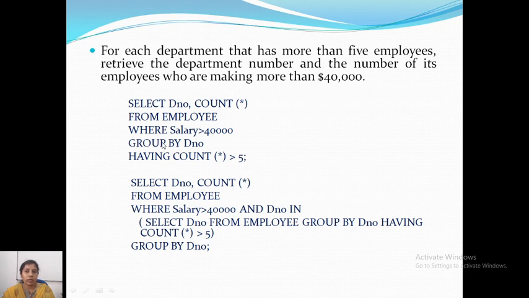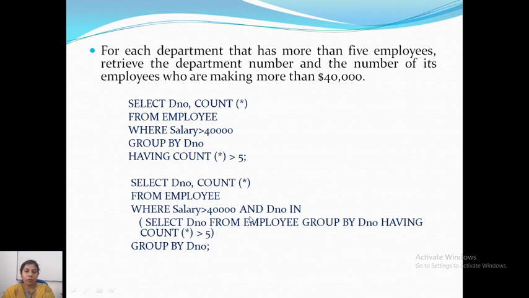So if I write like this, then it will not give you the correct answer. First it will filter out the tuples where salary is less than 40,000. Immediately it will remove the tuples where salary is less than 40,000. Then it will apply the grouping.